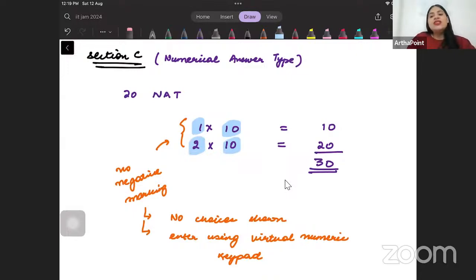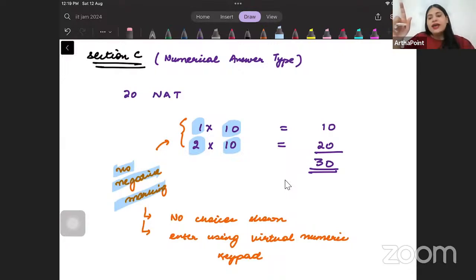In this case, कोई भी choice नहीं दी जाएगी. No choice will be shown to you. You have to go ahead and write the answer in the fill up. There is going to be no negative marking in this section also. अगर आप गलत आंसर देते हो, you will not be marked negatively. And you are not allowed to carry a calculator.